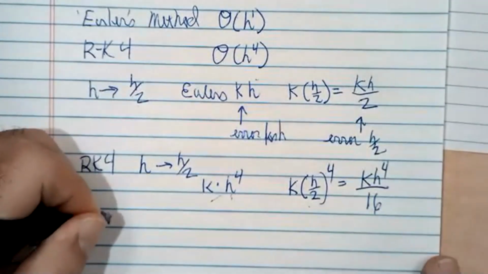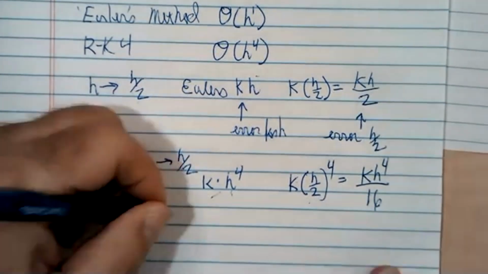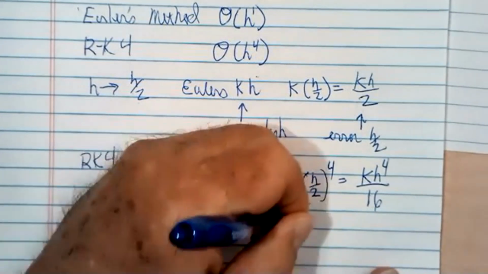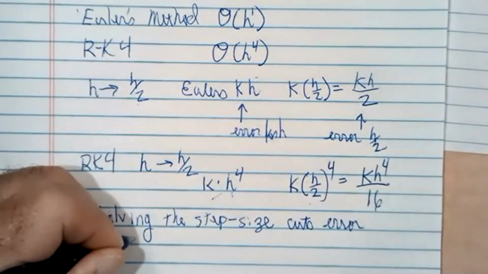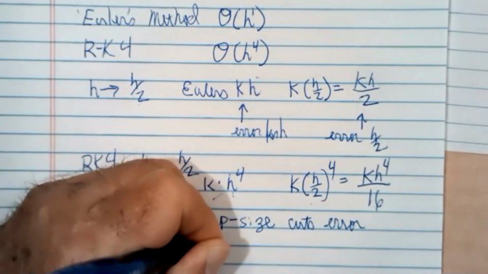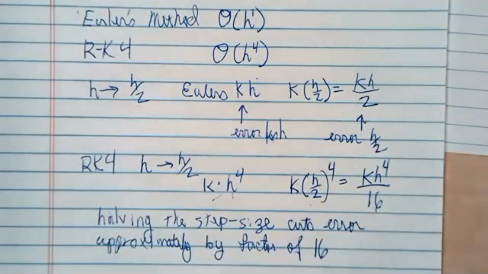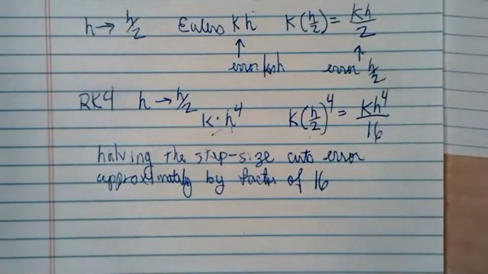So cutting the step size in half cuts error approximately by a factor of 16. So I double the amount of computation I have to do, and I get 1/16 of the error that I had before. That is good. That's a big payoff.